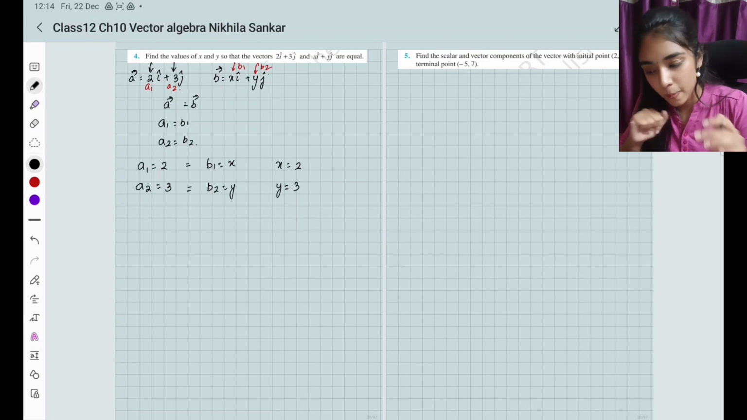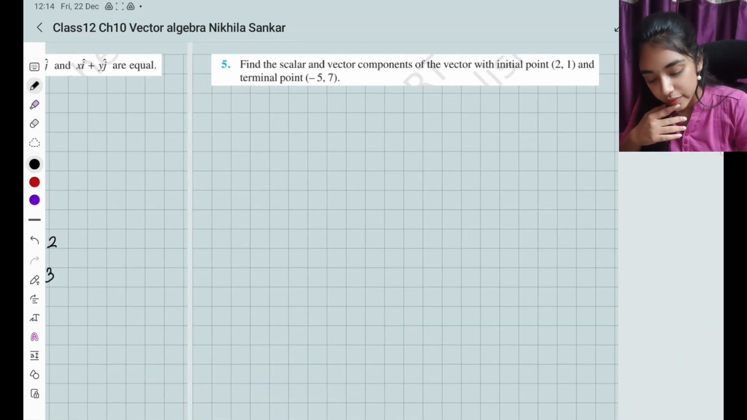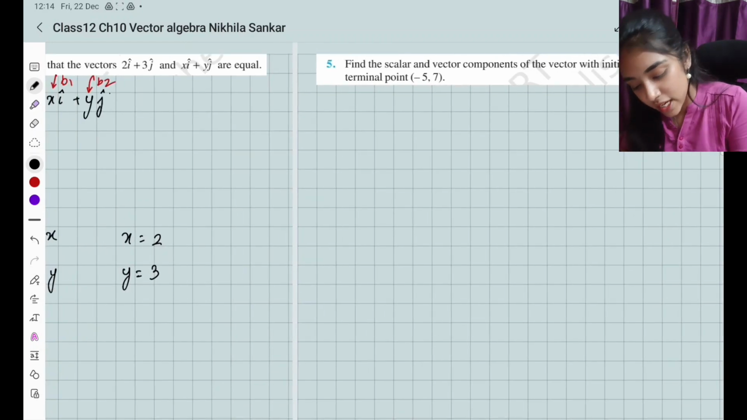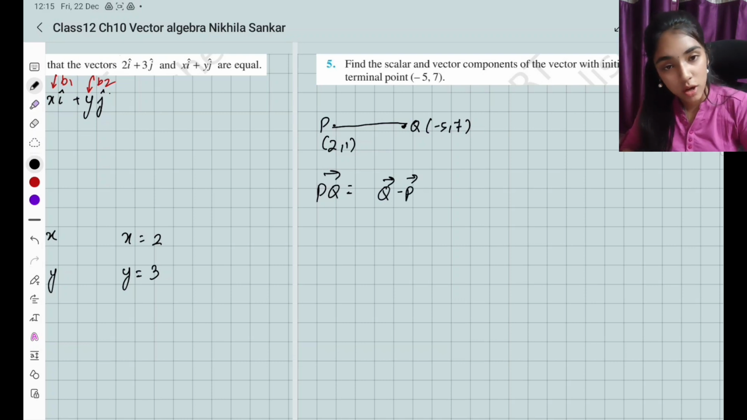Okay? Question number 5. Find the scalar and vector components of the vector with initial point 2, 1, minus 5, 7. இப்போ ஒரு point P இருக்கு. This is going to be 2, 1 and I have a point Q which is going to be minus 5, 7. இப்போ இந்த ரெண்டு point இருக்கு. They are asking me to find PQ which is going to be Q minus P. Correct? It is always going to be this case.